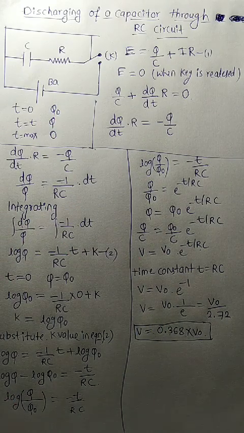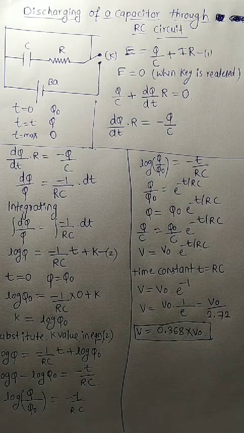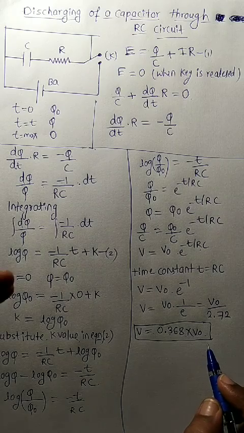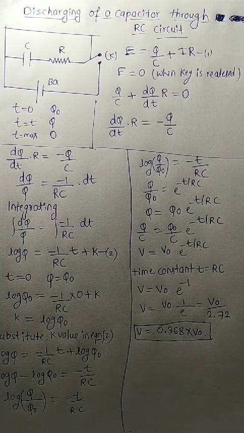The time constant. So what does time constant mean? It is the time during which 0.368 of the maximum voltage is discharged in a capacitor, because here the voltage is decreasing. From 100% to 36.8%, to decrease the voltage by that much, the time the RC circuit takes is called the time constant.